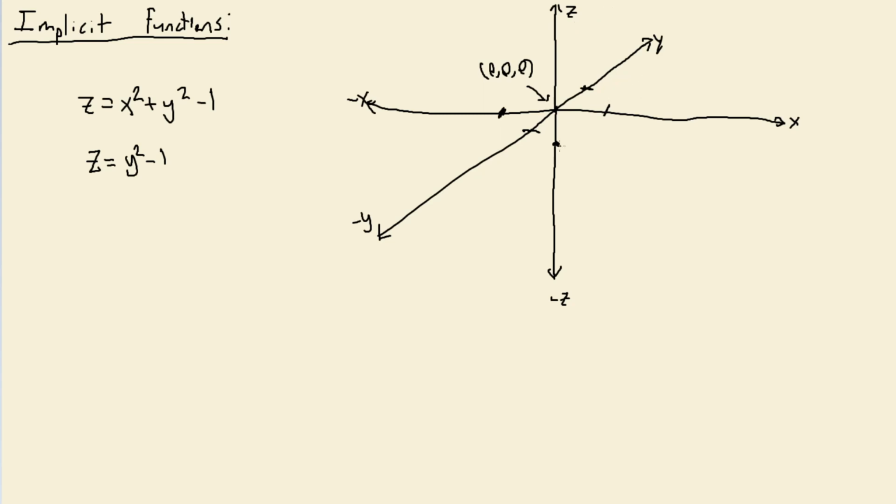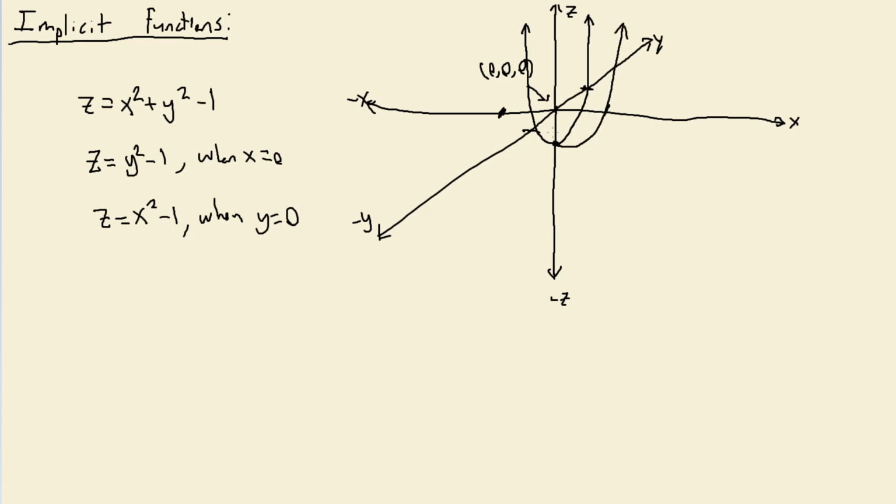We can plot our parabola opening up from that vertex in the zy plane, and it would look something like this. And then here we could do the same thing with x. What happens when y is equal to 0? We would get that z is equal to x squared minus 1 when y is equal to 0. And I'll put the same condition here when x is equal to 0. And so we get these parabolic cross sections here. And we would get some figure that looks like this, like a bowl opening upwards.